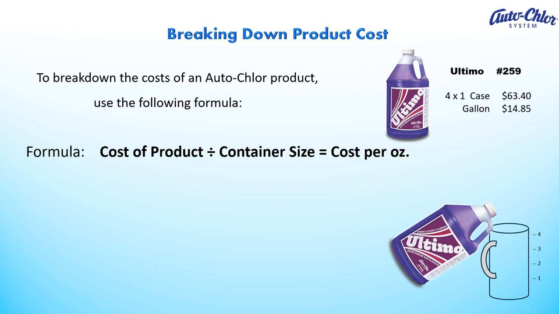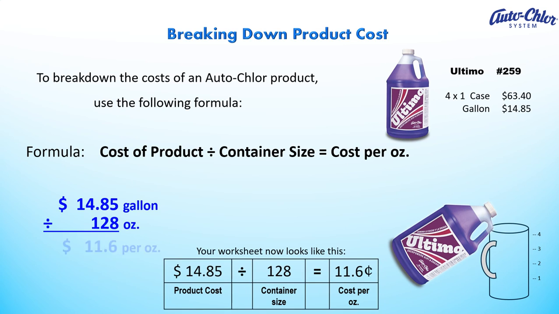To break down the cost of the AutoClaw product, we use the following formula. Cost of the product divided by the container size equals your cost per ounce. In the case of our gallon product, we're going to use Ultimo. The cost per gallon is $14.85. We divide it by the container size of 128 ounces per gallon, and it comes out to 11.6 cents per ounce.